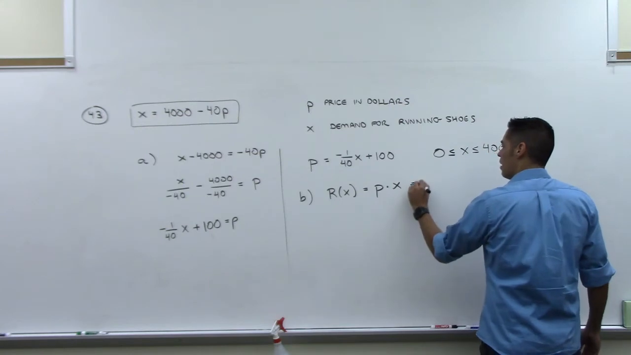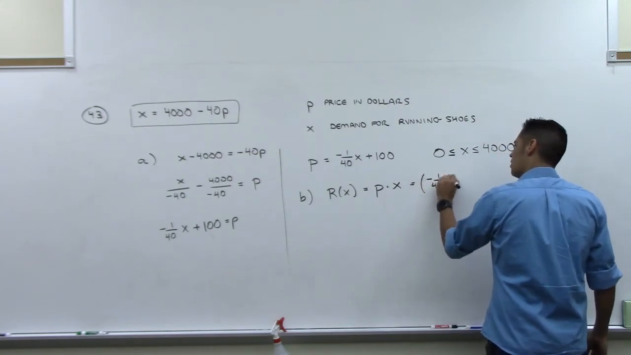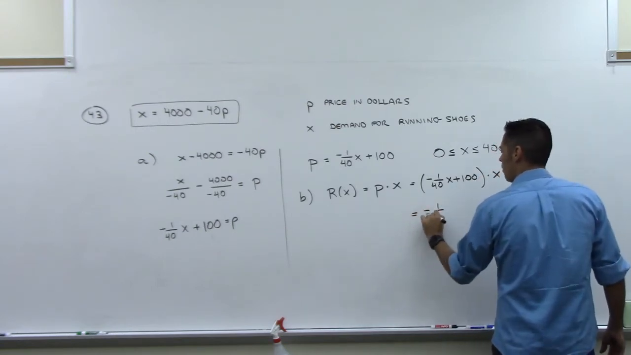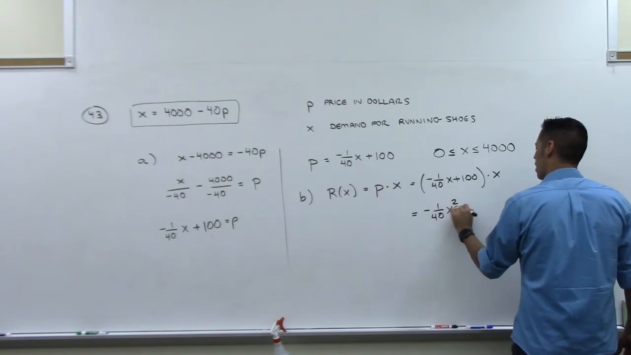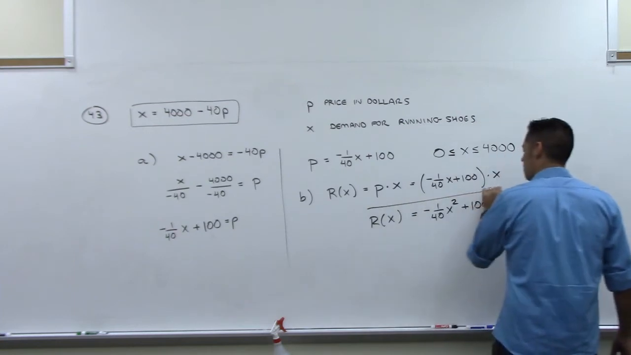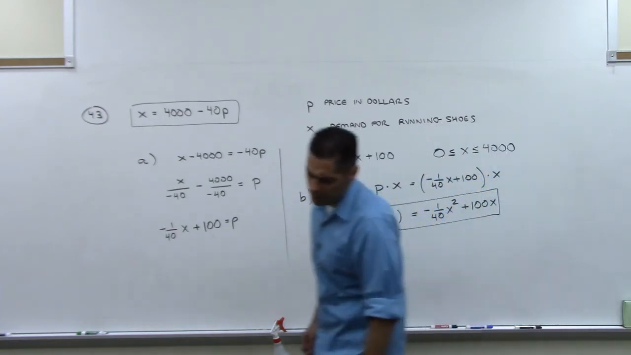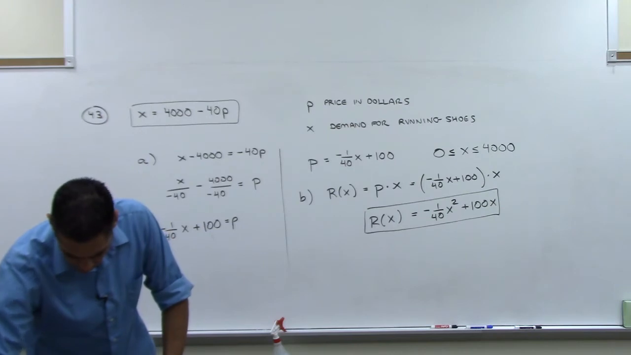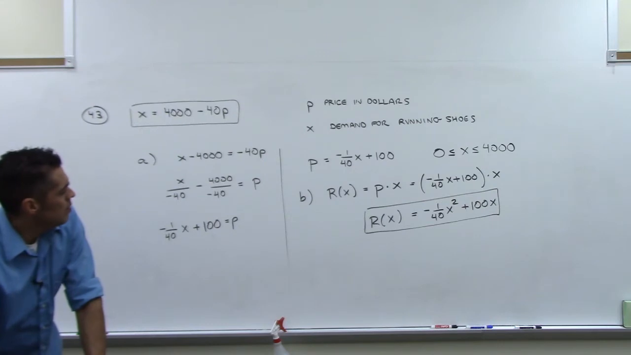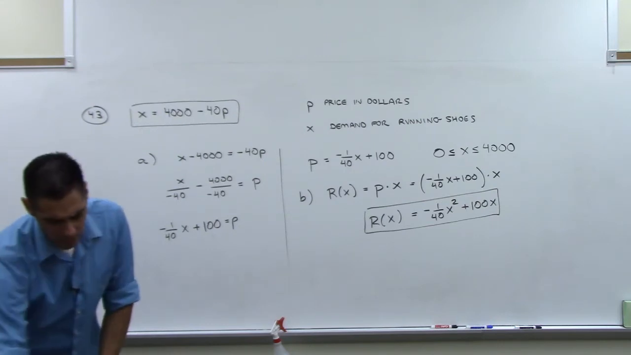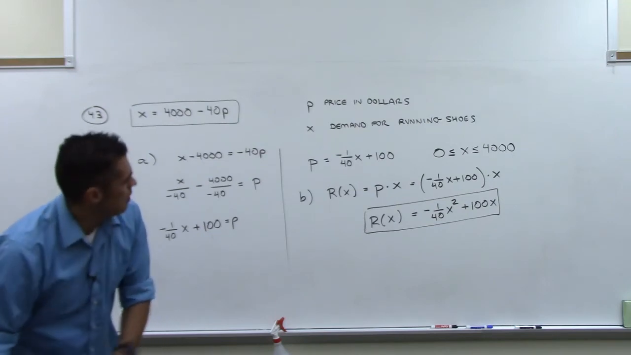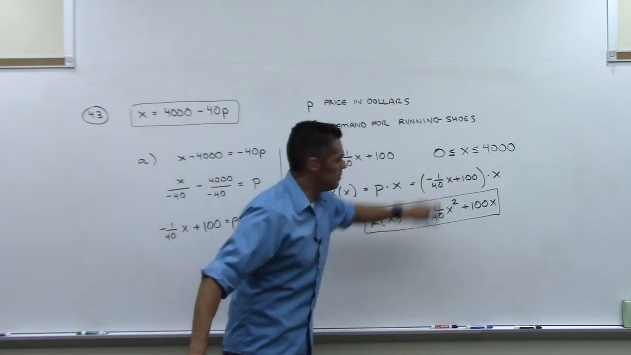So now I'll plug in for P, -1 over 40X plus 100, and then multiply that times X. This gives me -1 over 40X squared plus 100X. This is my revenue function. Okay, that is part B. And as far as the domain, we should have the same domain that we had for our P function. So our domain should not change. Everything here, the domain of this is going to be the same thing.